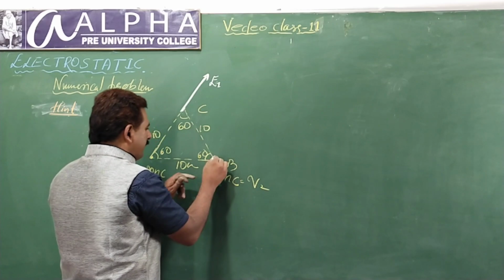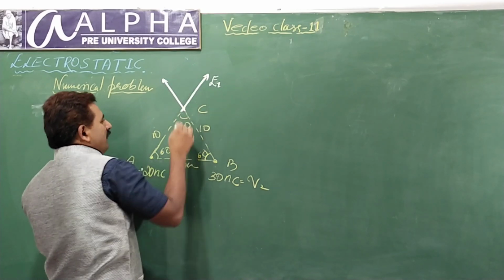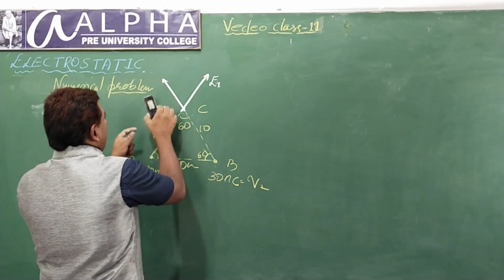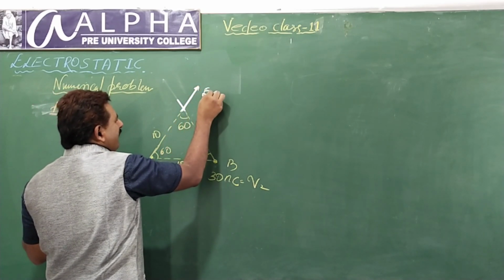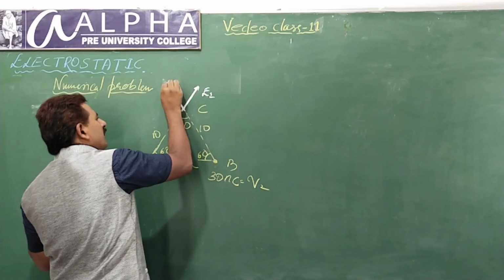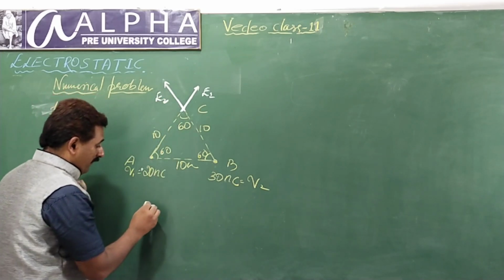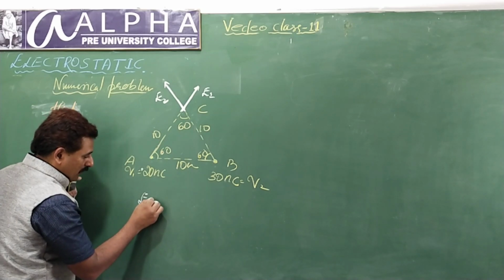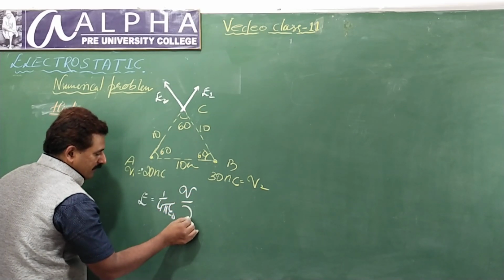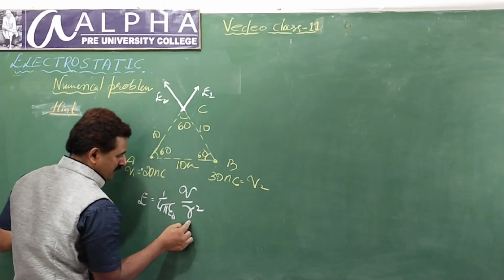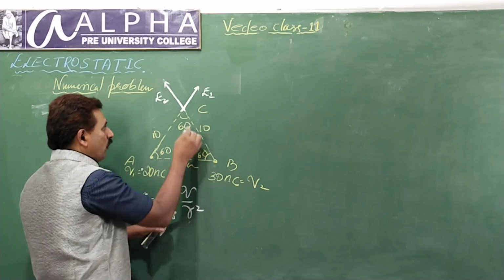Due to the other charge, at the same time, the field acts this way. I need only less space, so I write this bit shorter line. This is E1, and this is a bit longer than E1. Can you guess why, students? Whenever we use the word electric field, always think 1 over 4 pi epsilon 0, charge q divided by r square. Field value depends on charge and distance. Here the charge is more, the distance is the same, so the field is more.